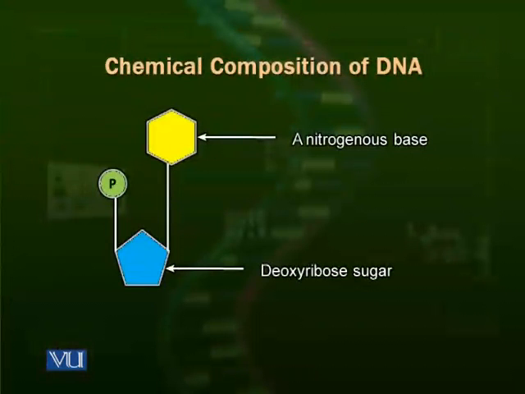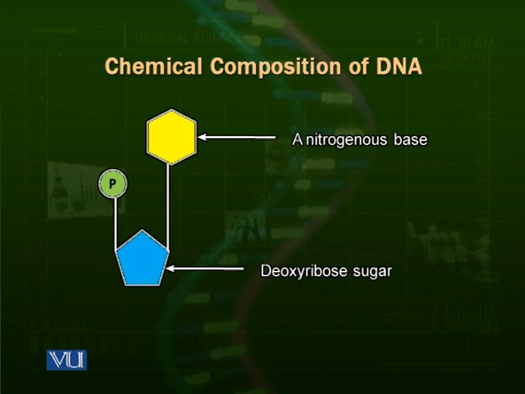If you look at the diagram, it shows you a deoxyribose sugar, a 5-carbon sugar. Its 5 corners are showing its 5 carbons. Then you can see a phosphate group on its left and a nitrogenous base on its right. This is the structure of a single nucleotide.